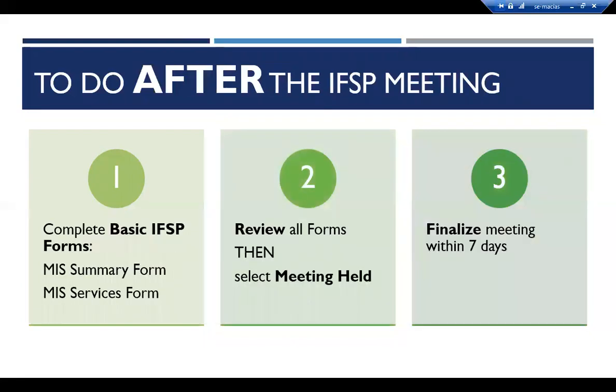Now, after the IFSP meeting, you're going to complete the basic IFSP forms. And then you're going to review all the forms, make sure all the information is complete, there's nothing missing, and then you're going to select meeting held. Then at the end, you're going to finalize the meeting within 7 days. Again, if you are waiting on parent signature, make sure you have a contact log.